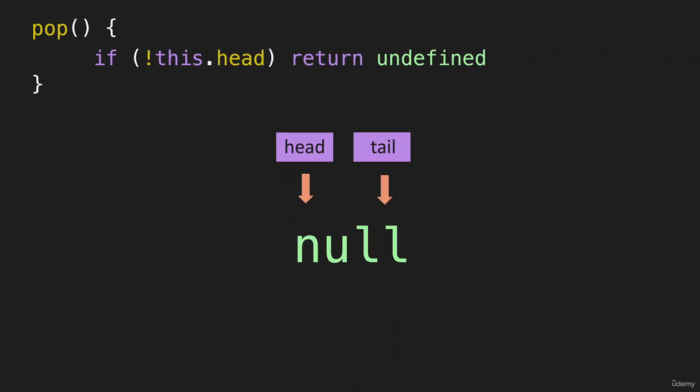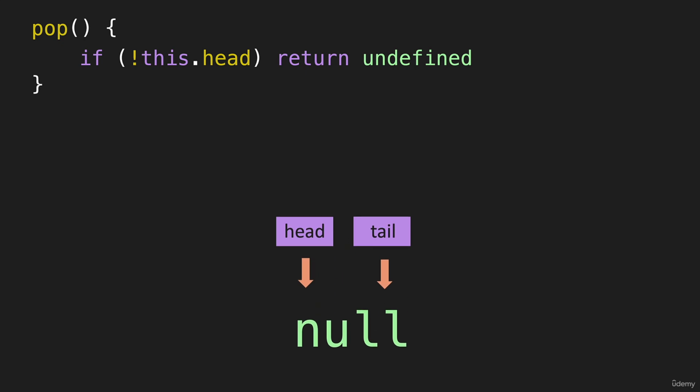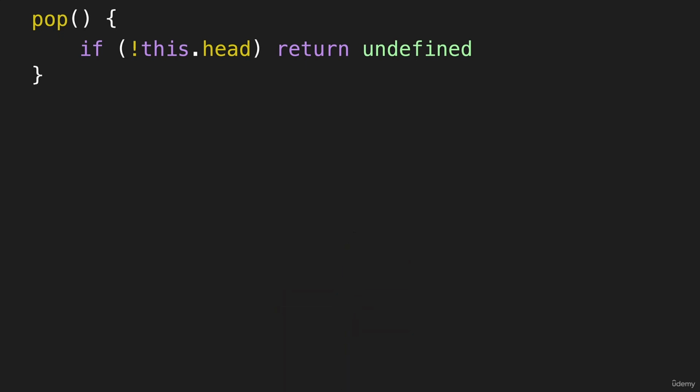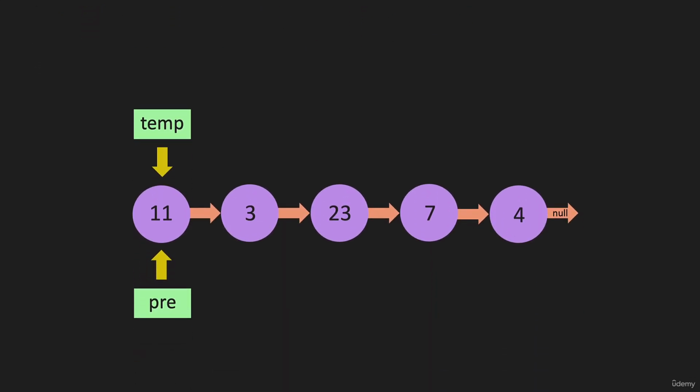And the way we deal with this is just to test to see if the list is empty. We can do it like this, or this.head equals null, or this.length equals 0. We'll return undefined. So we'll drop this out of here. And now let's look at if we have 2 or more items.